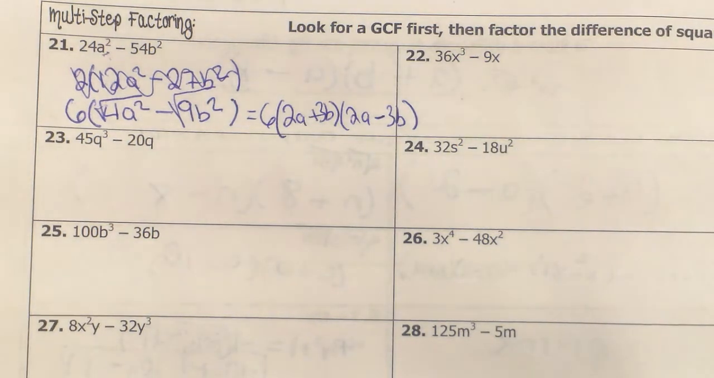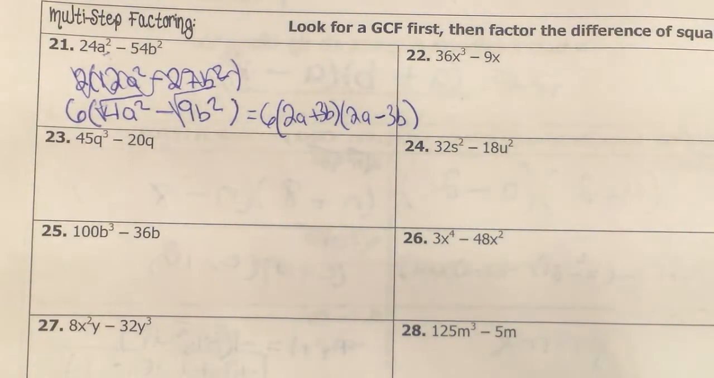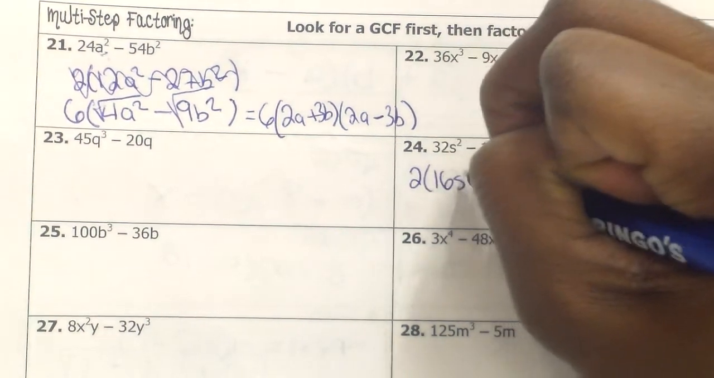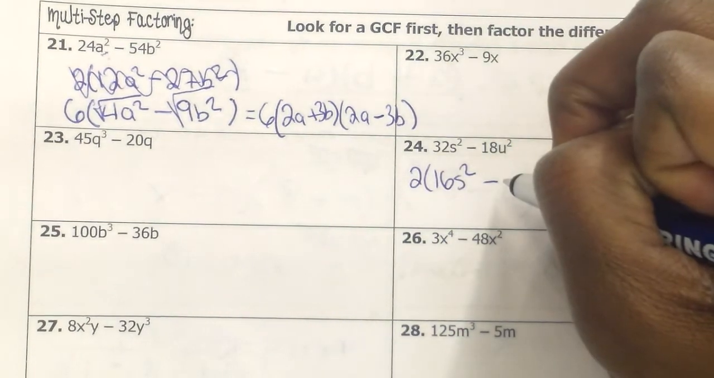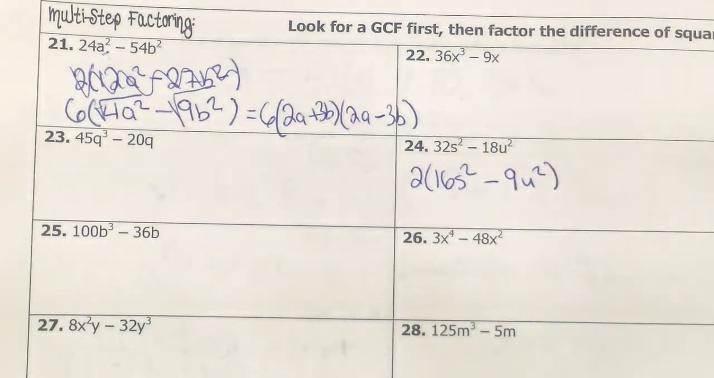Let's look at 32. So 32, what would the GCF be here? We could pull out a 2. Is 32 divisible by anything else? I think that's it. I might be wrong. If I am, don't worry, I'll correct myself. I'm just human. Okay, so we pull out a 2. That will leave us with 16s squared. And then we pull out 2 out of here, and that leaves us with 9u squared. Okay, yeah, I'm right. That's the GCF.